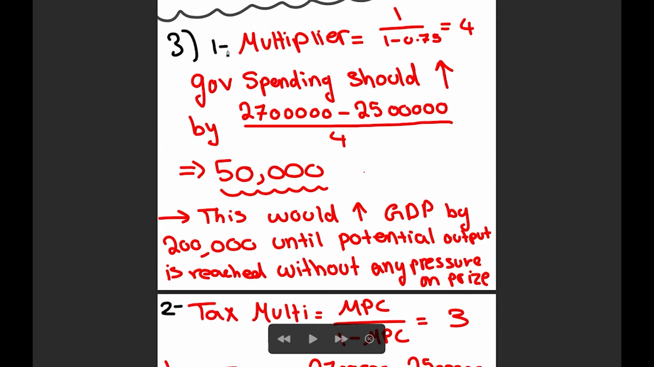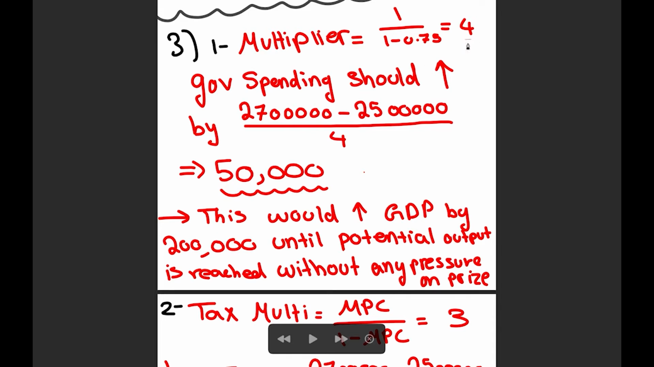Now let's try method 1. What is my multiplier? That's the first thing you need to find. My normal multiplier, not the tax multiplier, because we're trying two methods. The first method is the spending method, the government spending method. The second method is the taxes method. So let's try the first method, the spending method. So we're going to use the normal multiplier. They gave me the MPC so I can easily find the multiplier. I found the multiplier to be 4.